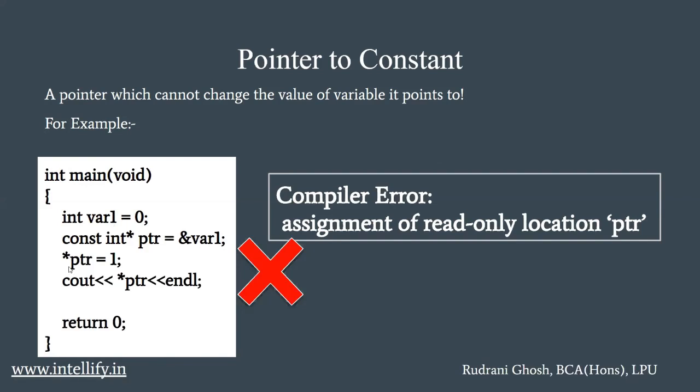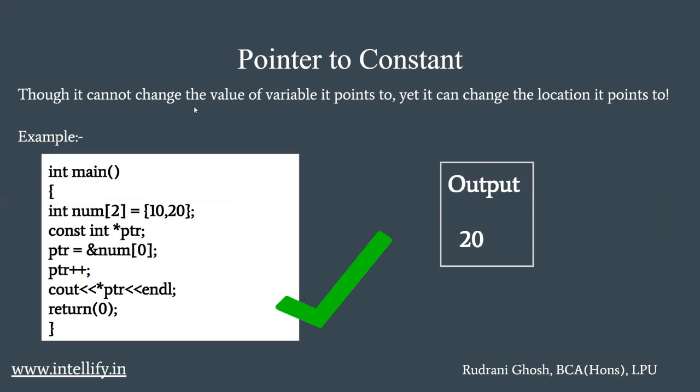So when we try to update ptr now with 1, we get an error because once you give a value, you cannot change the value. The pointer which cannot change the value of a variable it points to is called pointer to a constant. Hence, it will give you a compiler error. Though we cannot change the value of the variable it points to, we can change the location it points to.